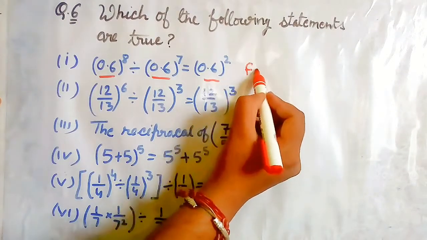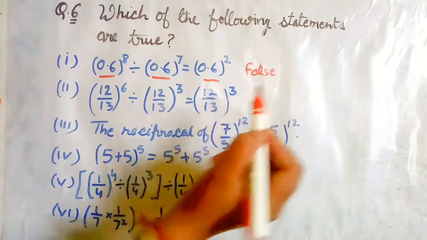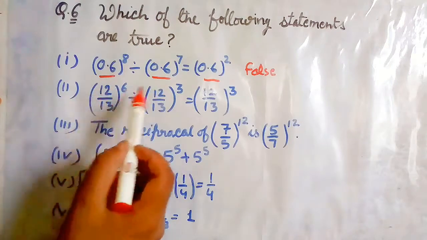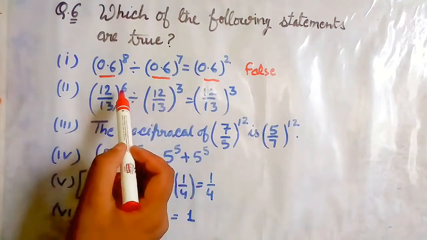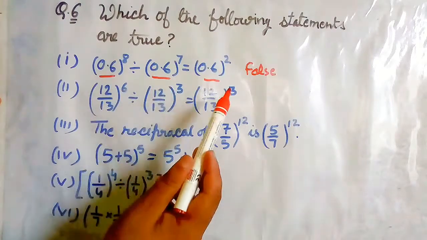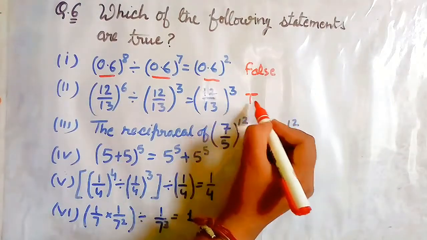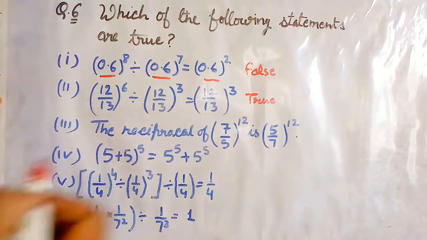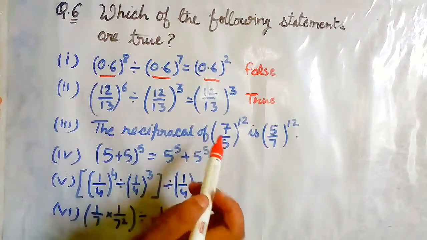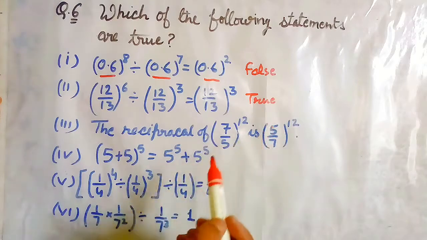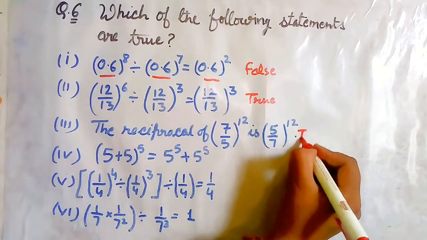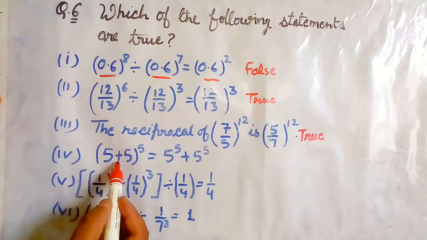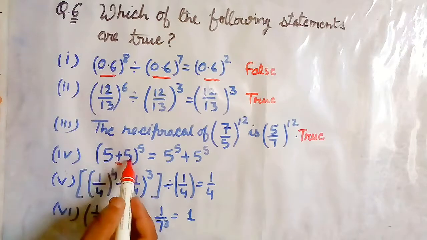But see, on the left side there is division, so 8 minus 7 is 1, but on the right side there is 2, so this will be false. Same in the second question, the bases are same, powers will be subtracted, so 6 minus 3 will be 3, and it is same on the right hand side, so this will be true. The reciprocal of (7/5)^12 is (5/7)^12. You know that when we have to find the reciprocal, we have to reciprocate the denominator only. So yes, it is true.